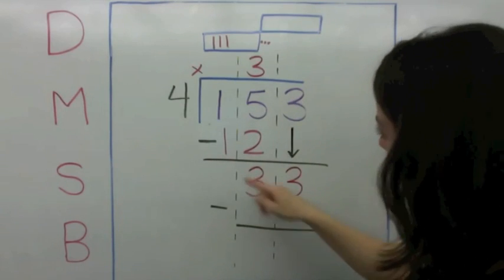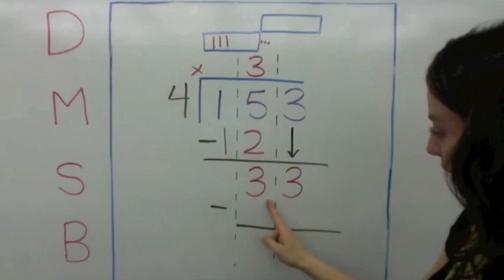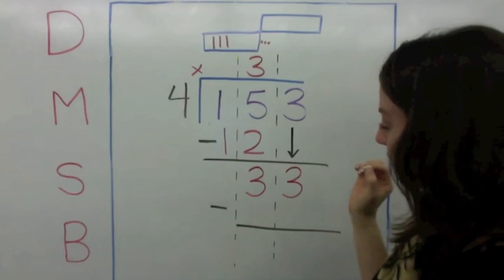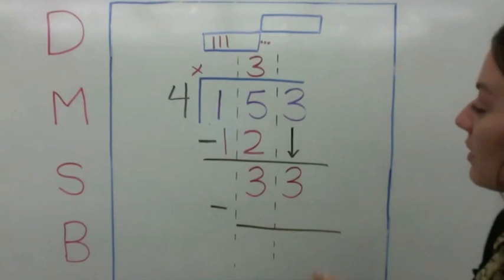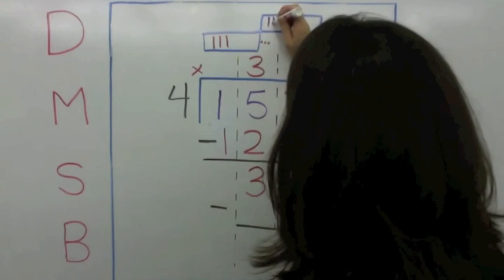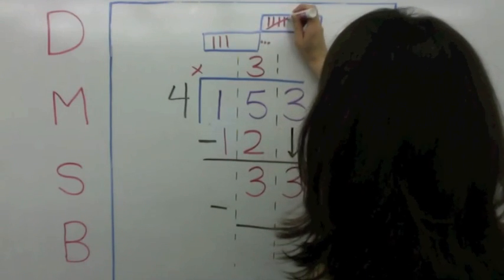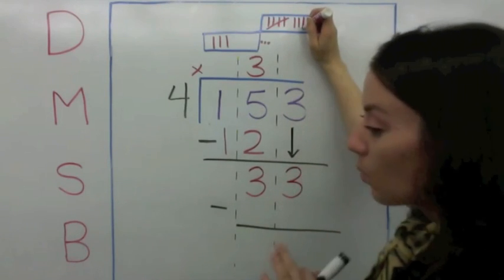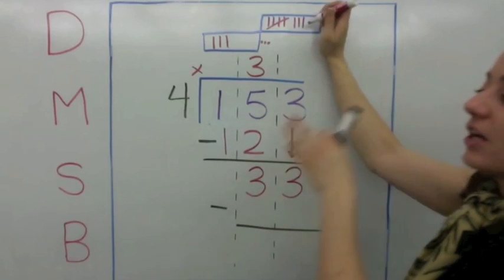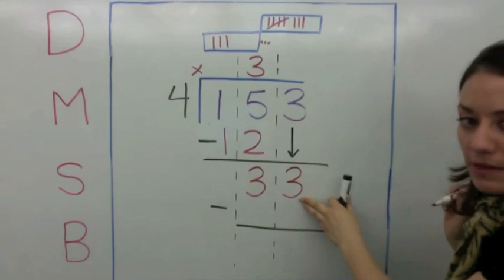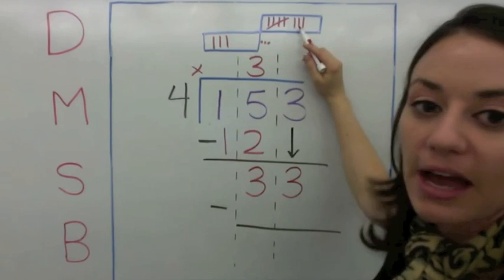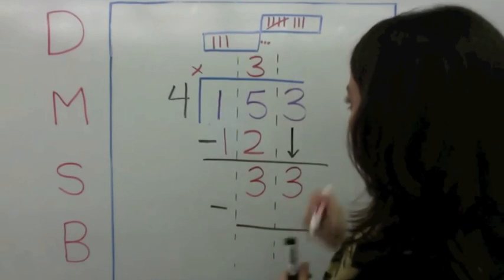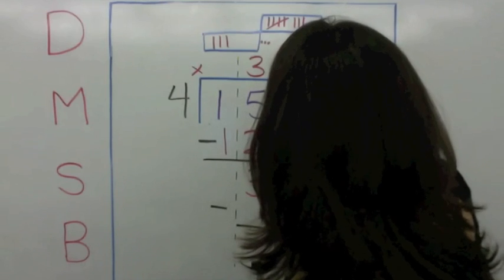We say, how many times can 4 skip count into 33? All right, you want to get to a number that comes before 33. So let's do that. Let's skip count by 4. Ready? 4, 8, 12, 16, 20, 24, 28, 32. Okay, 32. Why did I stop at 32? Because if I go up to 36, it's going to be bigger than this number. So how many tallies do I have in this little box? I have 5 plus 3. What's 5 plus 3? It's 8. So I'm going to write 8 right here.